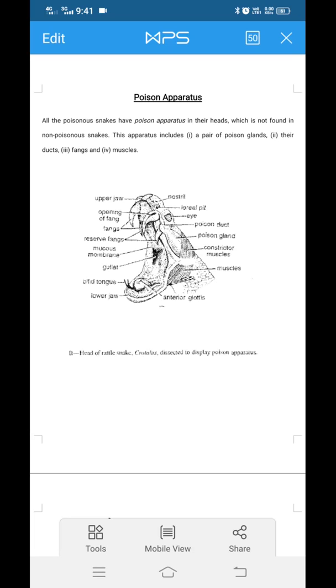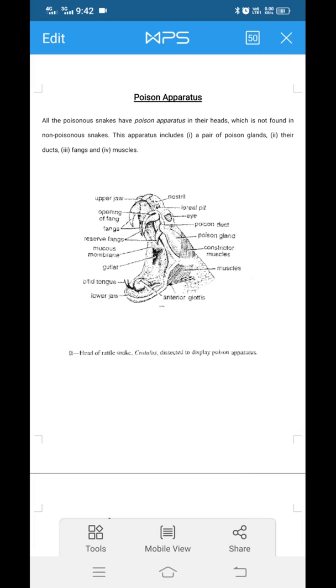The apparatus includes a pair of poison gland, their duct, fangs, and muscles. Now talking about the poison glands, two sac-like poison glands are situated, one on either inner side of the upper jaw, below the eyes and somewhat behind them. So this is the position of poison glands which is present in the poisonous snakes. They are basically considered to be the modified superior labial or parotid glands.